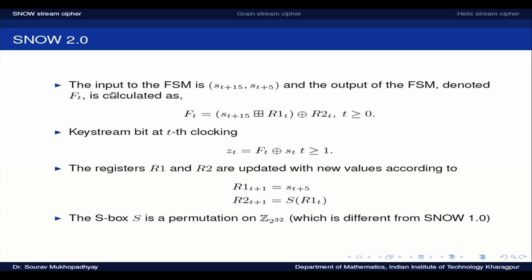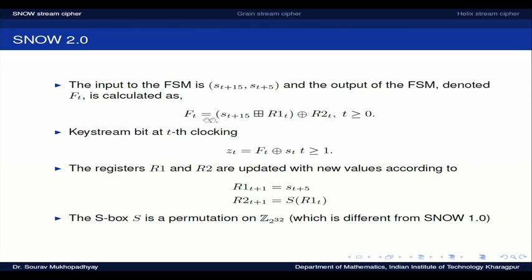So this is the input to the finite state machine. This is how we update the state of the finite state machine, that is, R1 and R2. So this is t plus 15 and t plus 5.